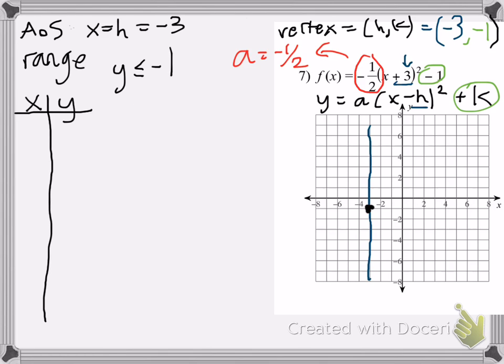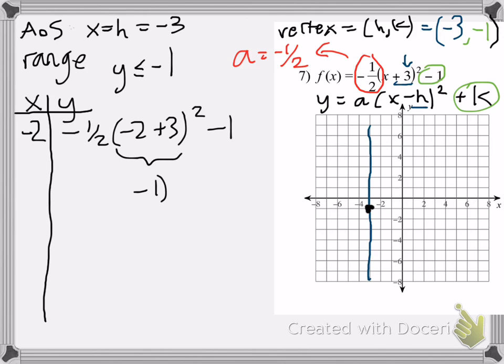Let's say I tried plugging in x equals -2. Well then what I'm going to get is -1/2 times -2 plus 3 all squared minus 1. So on the inside here, I'm going to have -1 squared, which is going to be 1. But then I'm going to need to multiply -1/2 times 1 minus 1. And this is going to give me a fraction. Now you can do fractions if you want, but whenever possible, it's nice to avoid them, just because they're kind of tough to deal with.